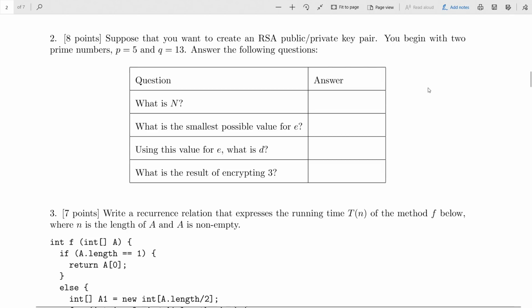Okay, so here's a question about RSA, public-private key pairs. We start with 2 prime numbers, 5 and 13, and we've got to answer questions. So what is n? Okay, it's 13 times 5, which is 65.